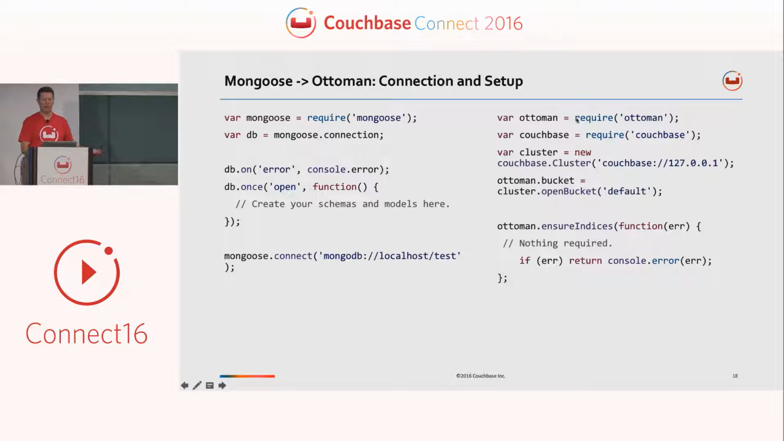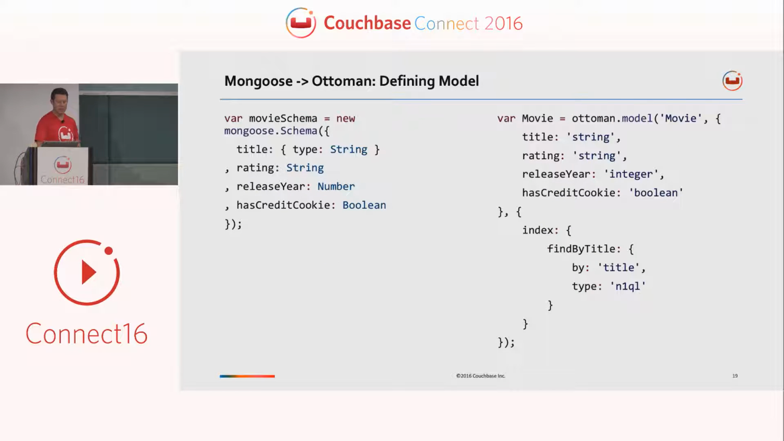So we obviously have to have a reference to Ottoman. We have to have a reference to the cluster. And then Ottoman bucket, we need to open the bucket, give Ottoman a way to reference that particular bucket. And then we will call ensure indices. You might remember earlier when I was talking about the model, I can define indices that are going to automatically be put in. Now, that model will need to exist at the time that I call the ensure indices function, but you don't actually have to put all of your model compilation into that function itself. So there's a minor difference there. But functionally, it's pretty much the same.